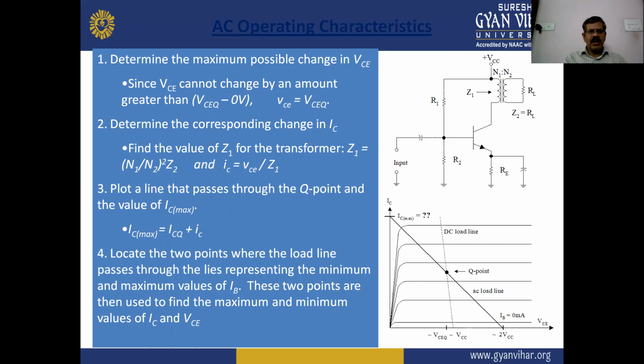Number 4, locate the 2 points where the load line passes through the lines corresponding to the minimum and maximum value of IB. These 2 points are then used to find the maximum and minimum value of IC and VCE.